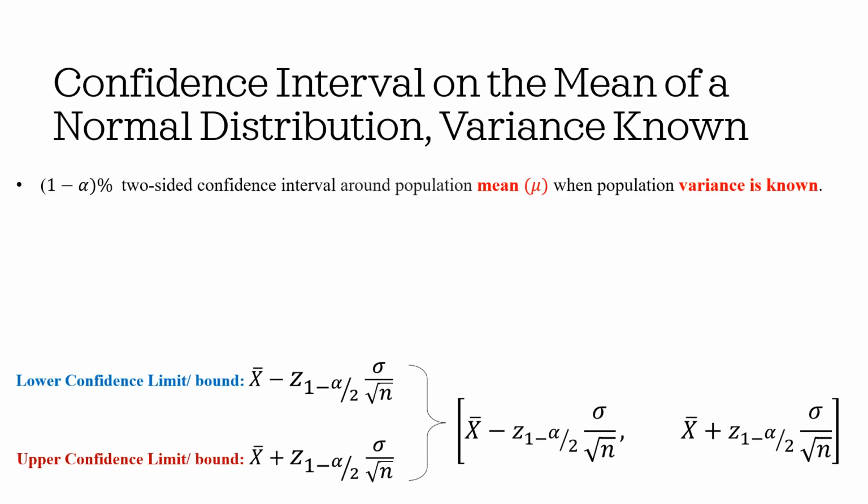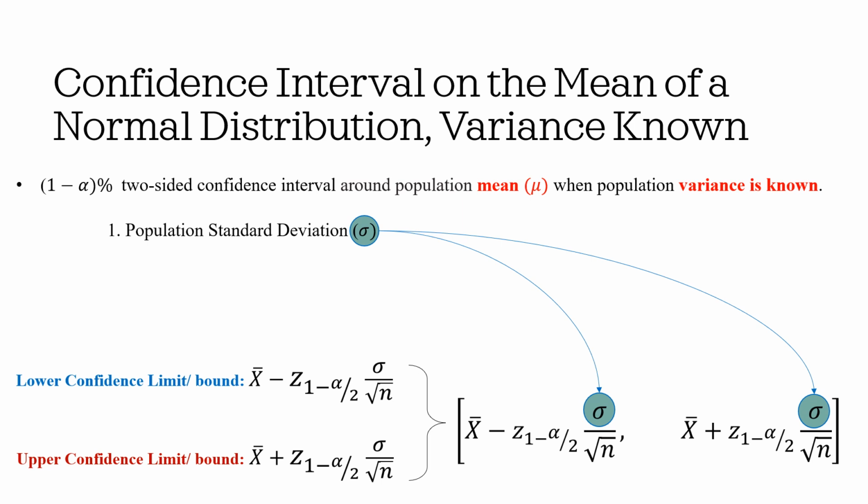This is the formula for the 1 minus alpha, percent two-sided confidence interval around the population mean when the variance is known. To build this confidence interval, we need to have these four. First, we need to plug in the population standard deviation. If you remember, we made the assumption that the population variance is known. So luckily, we should know this population parameter.